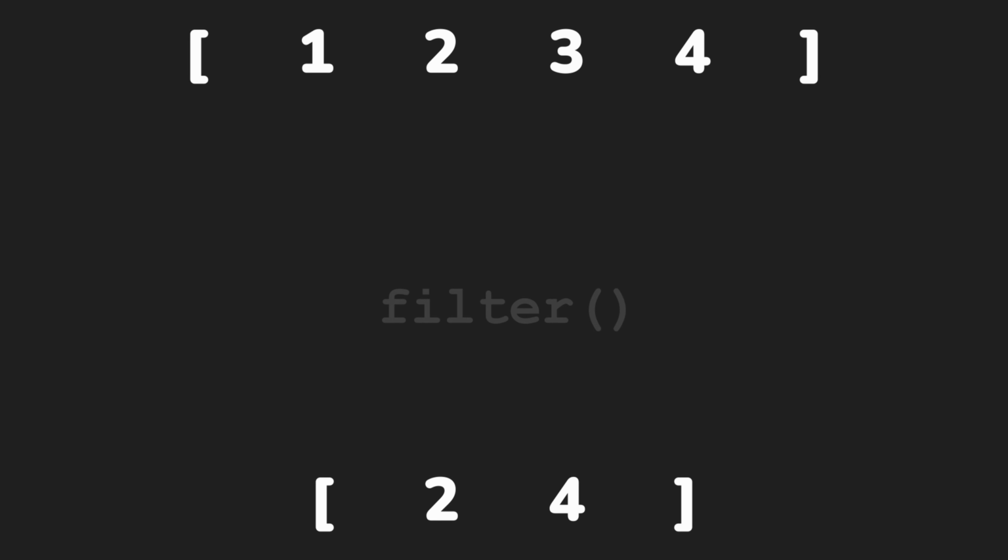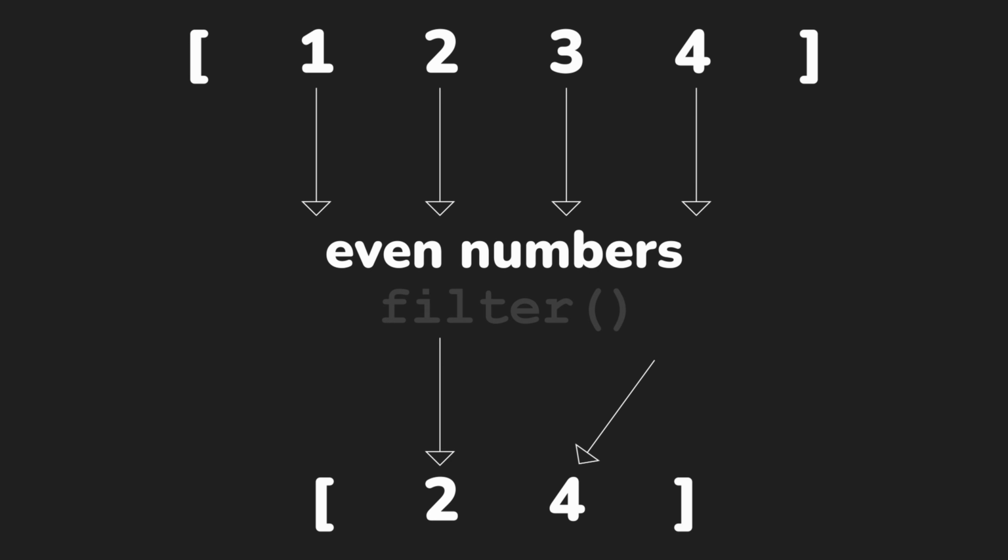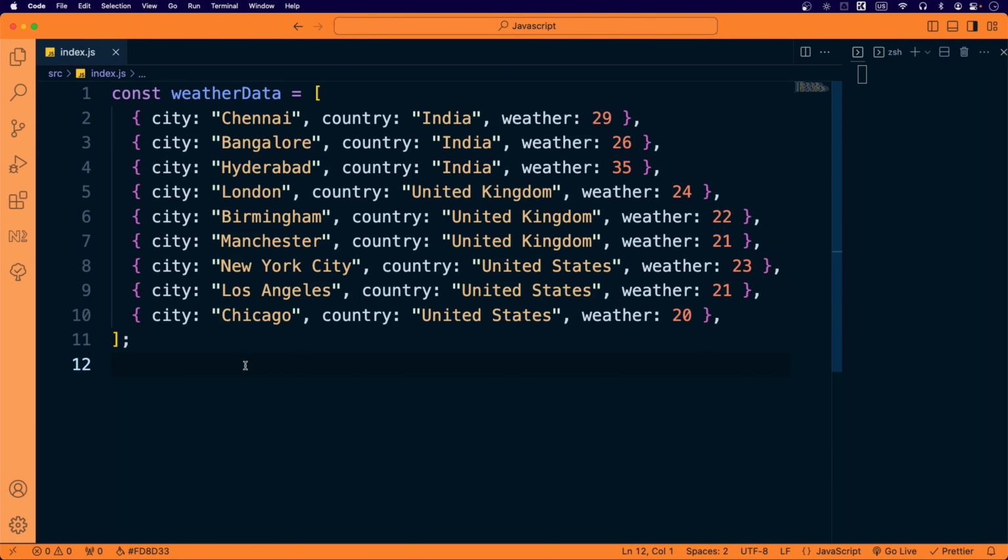The next method we are going to see is the filter method. The filter method is used to create a new array with all the elements that pass a specific condition, where the specific condition has to be defined in a function. It does not modify the original array, and the result is returned as a new array. Let's understand this with a similar example to the one we saw for the map method. Say for example, for the weather app we are building, we need to display weather for a particular country. This can be easily achieved using this filter method.